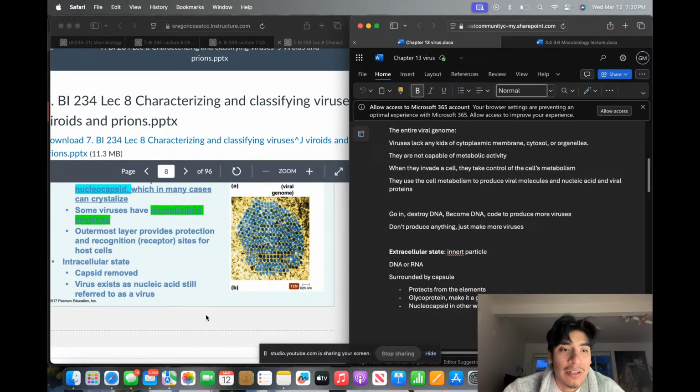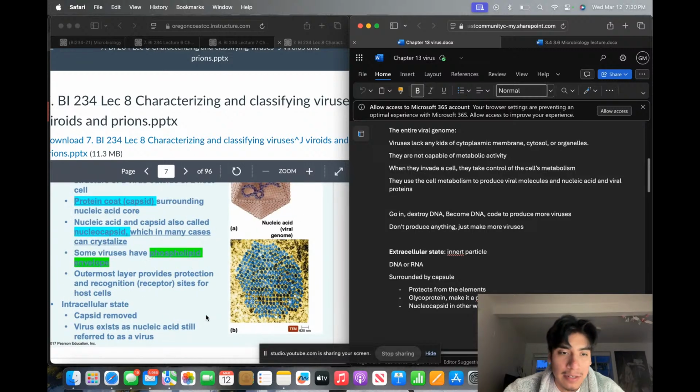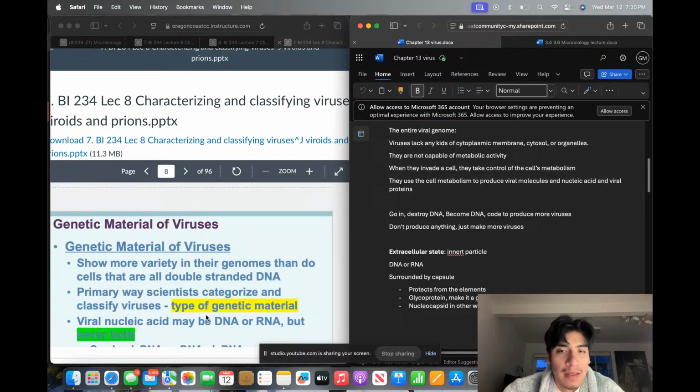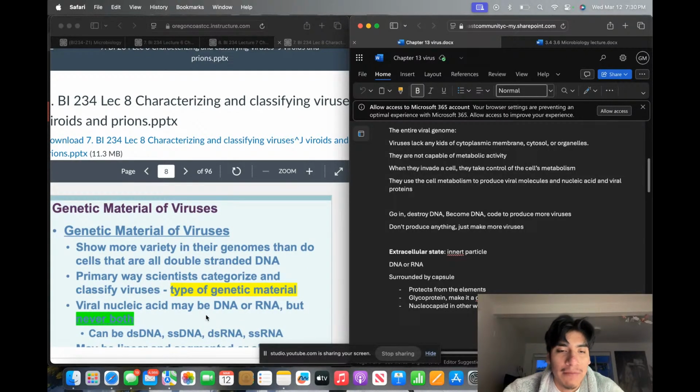In the intracellular state, the capsid is removed so that we have the nucleic acid, and the virus exists as a nucleic acid, still referred to as a virus. So once it's inside, it's a virus. But people call them viruses when they're not in there either.